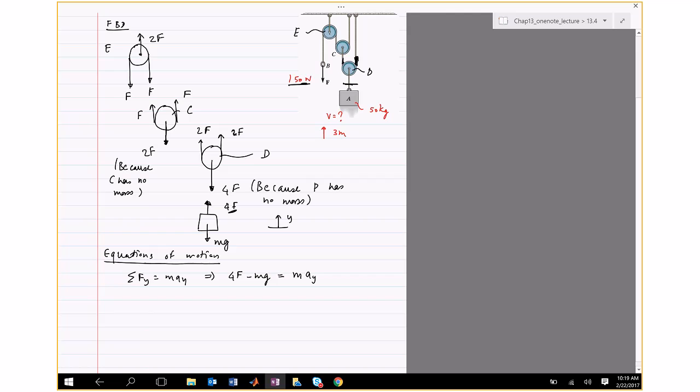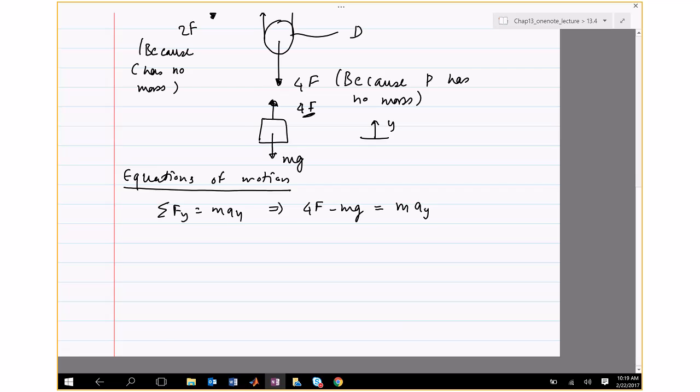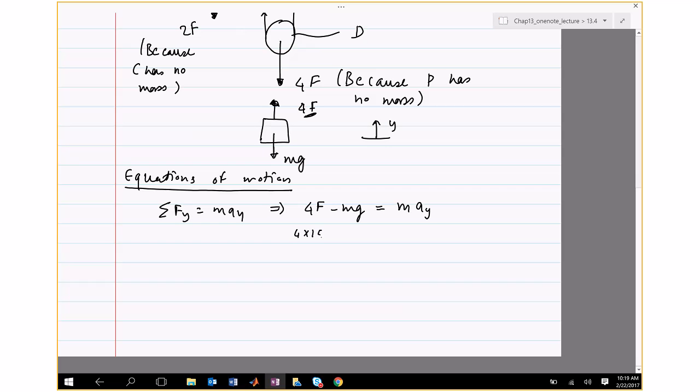Okay, so we are given the force. We are also told the mass is 50 kgs. Gravity is 9.81 meters per second square. So I can solve for the acceleration. So 4 times 150 minus 50 times 9.81 equals 50 times AY. And if you do the math on that, AY is 2.19 meters per second square.